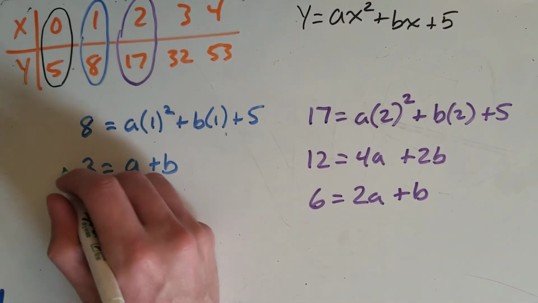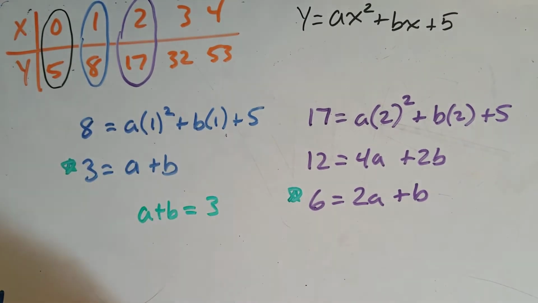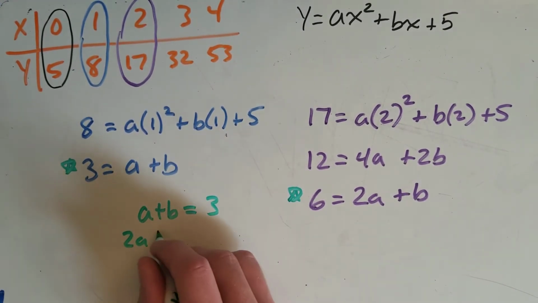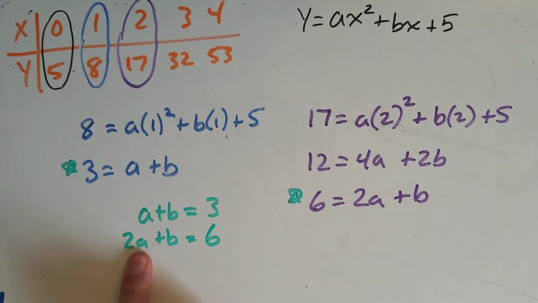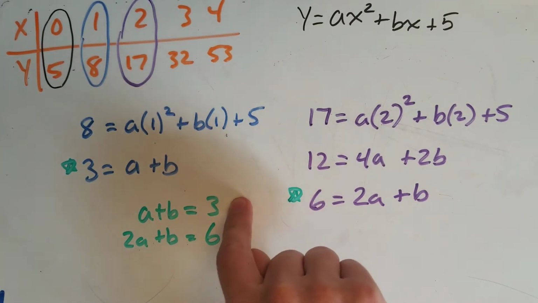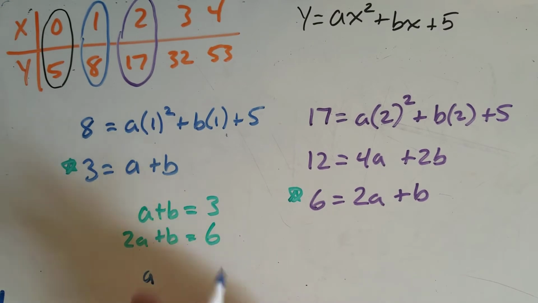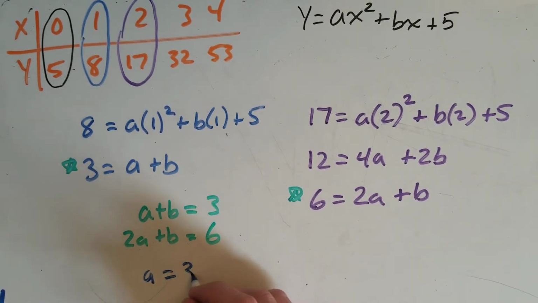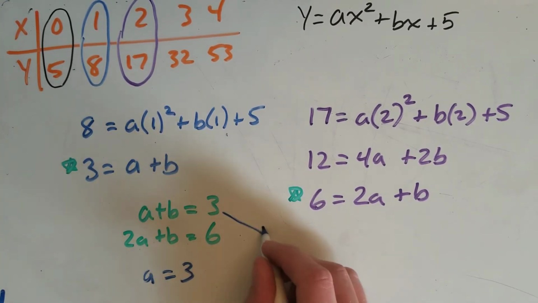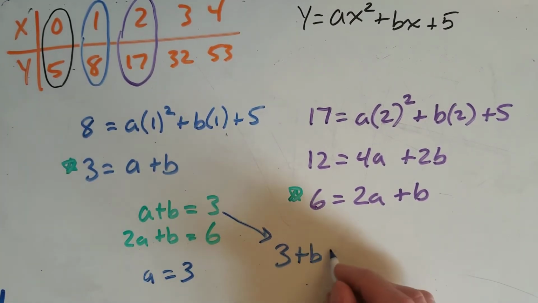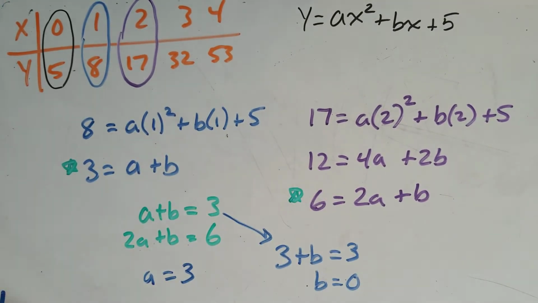So these 2 equations right here, they make a nice system. a plus b equals 3, and 2a plus b equals 6. I would do the second equation minus the first equation. And when you do this, 2a minus a gives you a. b minus b cancels out. 6 minus 3 gives you 3. So a is equal to 3. And then I would go back to this over here. If a is 3, 3 plus b equals 3. So therefore b must be 0.